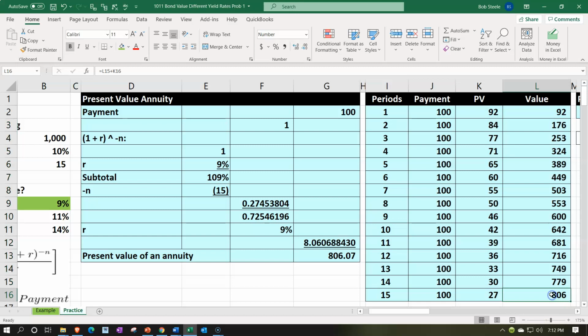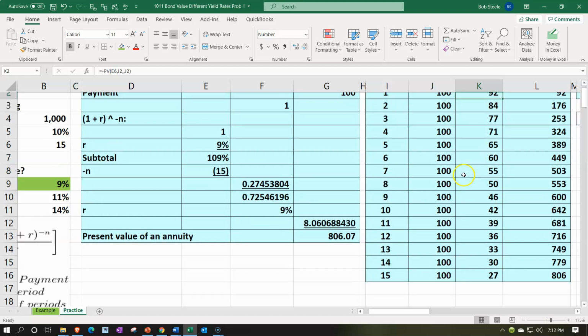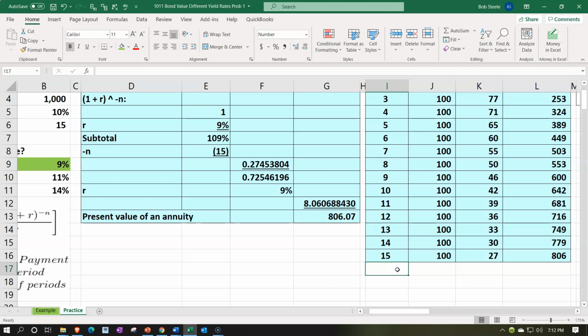And so there's the 806 about again. There's no pennies, but you can see that process again. Now also note, you could do the whole thing without an annuity calculation at all, meaning I'm going to tack on one more calculation here. I'll drag it down one more time.